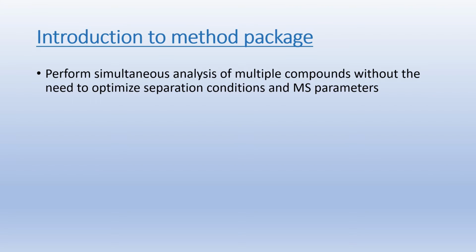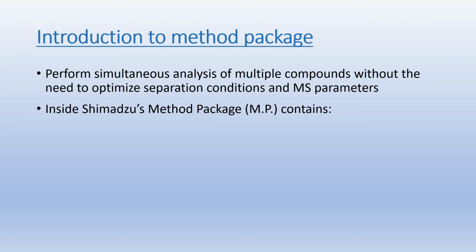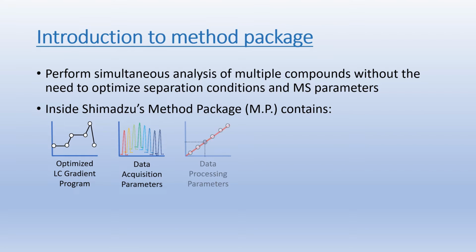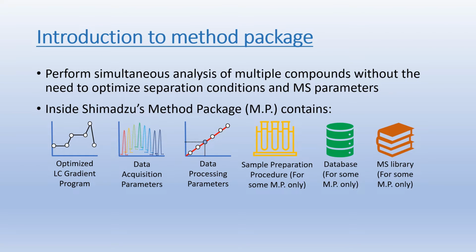Shimadzu's method package is a product that allows users to perform simultaneous analysis of multiple compounds without the need to optimize separation conditions and MS parameters. Within the method package, it contains a ready-to-use LCMS method, which includes an optimized LC gradient program, data acquisition parameters and data processing parameters. Some method packages also include sample preparation procedures, databases and even an MS library.